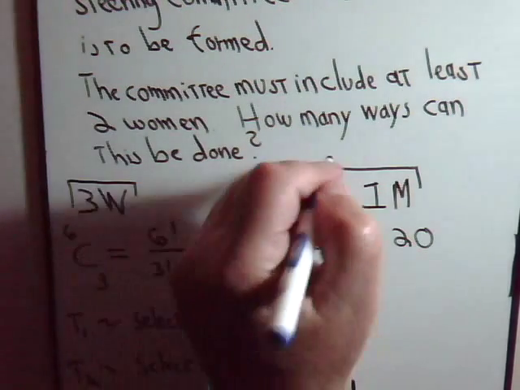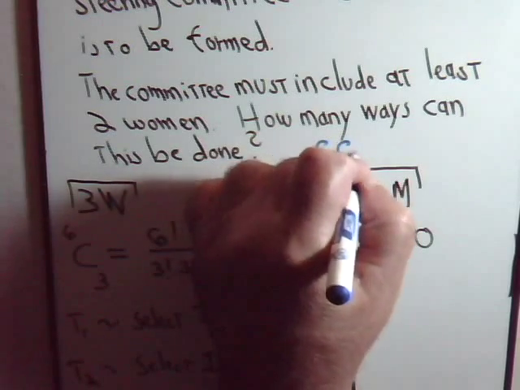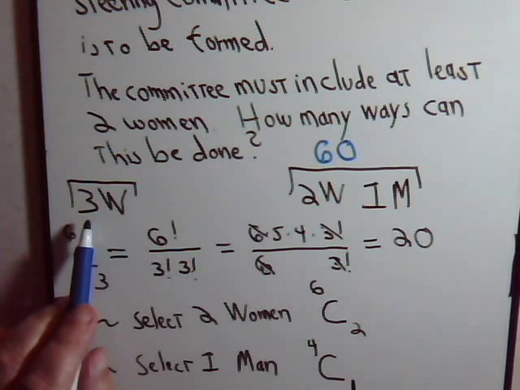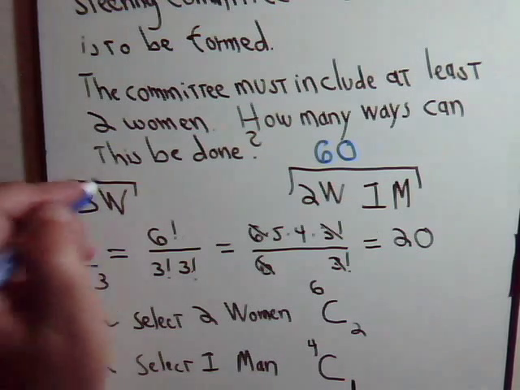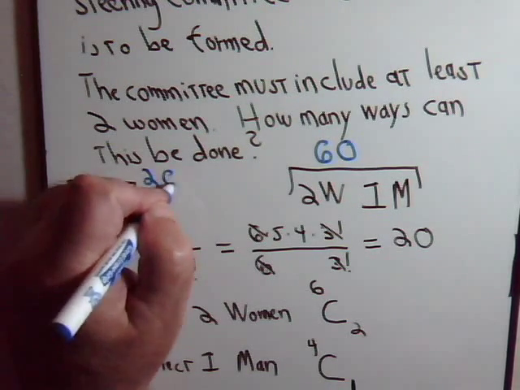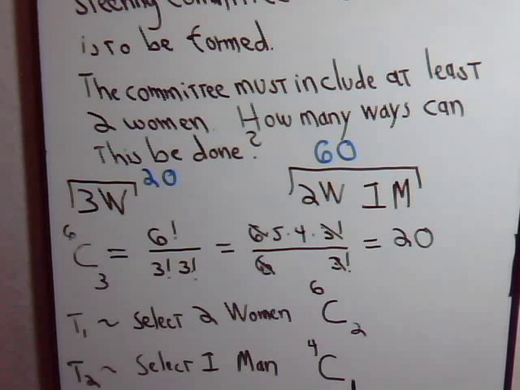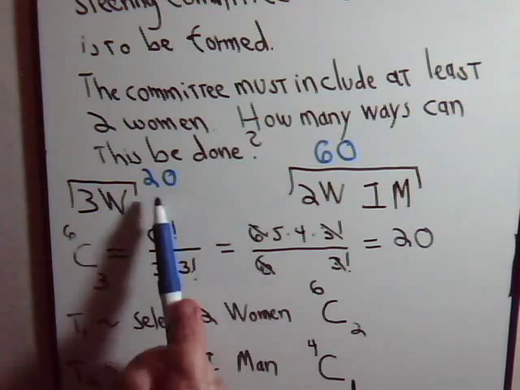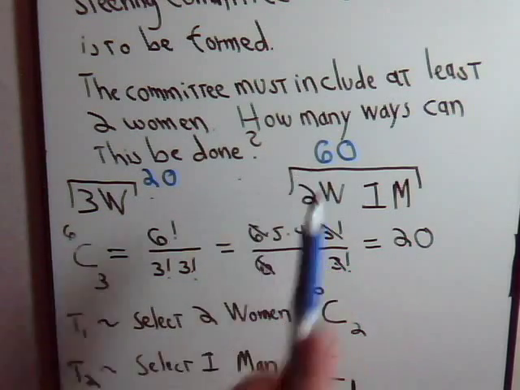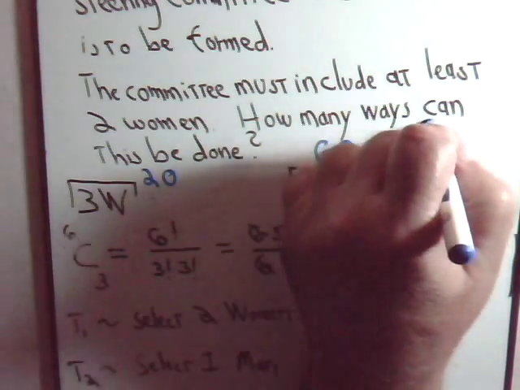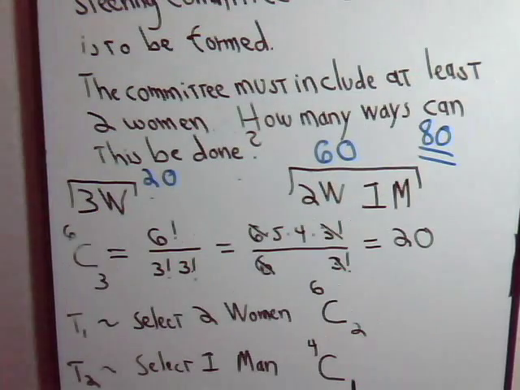We can form this group 60 different ways, or could have a group like this. Either way, we have at least 2 women, and this can be done 20 different ways. So how many ways can we form a group that has at least 2 women? This plus this, or that would be then 80 different ways total. So there again is another pretty straightforward combination problem.